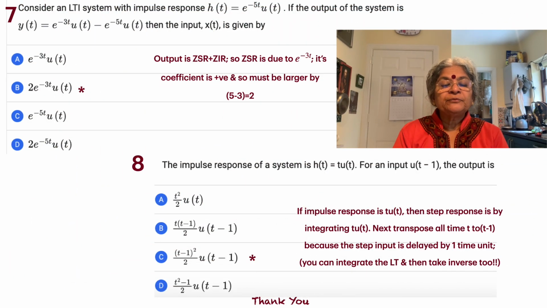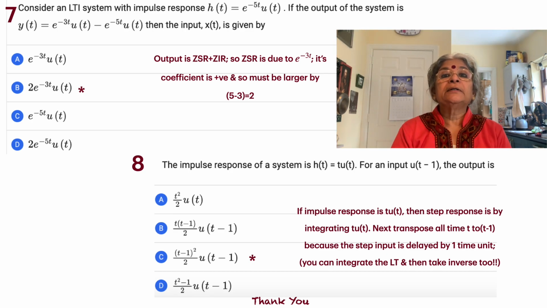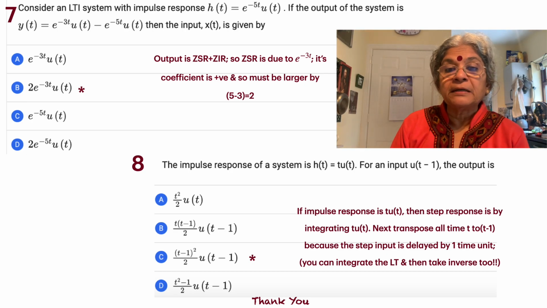Okay, so let's look at the last problem in this session, which is again an impulse response of a system, h(t) is equal to t u(t). So here we have a difference, in the sense that earlier it was exponential, now it's a ramp kind of response initiated at t equal to 0, on the right side of the time axis. For an input u(t minus 1), the input is different from what was given earlier, and from when we gave an impulse.